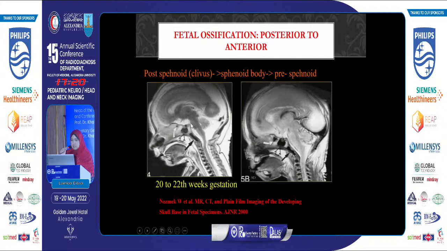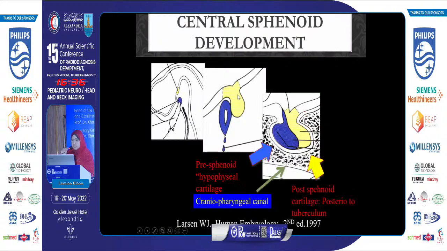These are MRI images taken from fetal specimens which have been dead. These images show 20 weeks gestation, and this is 22 weeks gestation, showing how these centers are fully developed posteriorly before anterior. This is the ossification of the clivus, followed by the post-sphenoid and pre-sphenoid, and this is developed more here in the 22nd week, showing the clivus is more developed, followed by the post-sphenoid and then the pre-sphenoid.